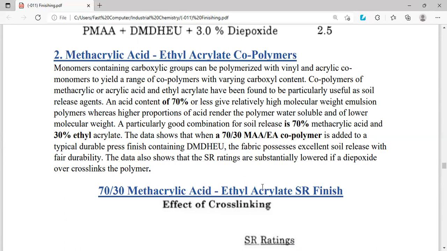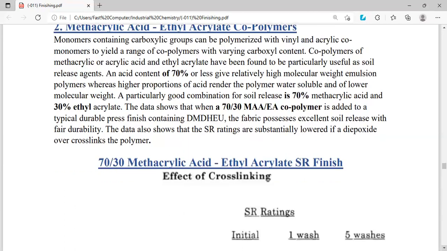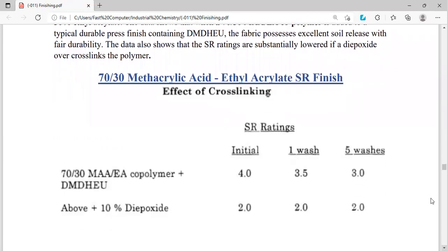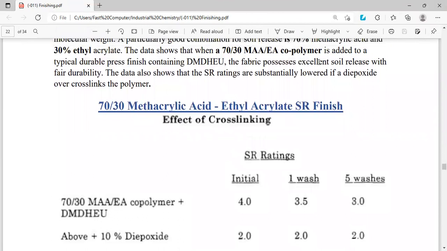The data shows that when 70 to 30 copolymers are added to a typical durable press finish containing DMDHEU, the fabric possesses excellent soil release with fair durability. This data also shows that SR ratings are substantially lowered if diepoxide over cross-links the polymer.